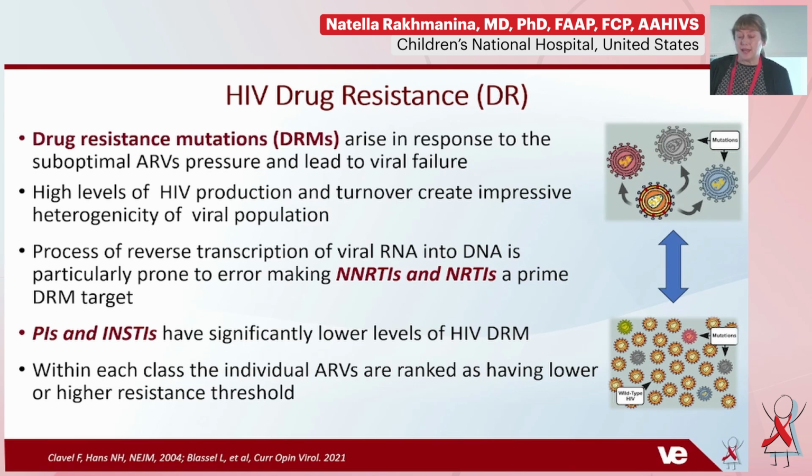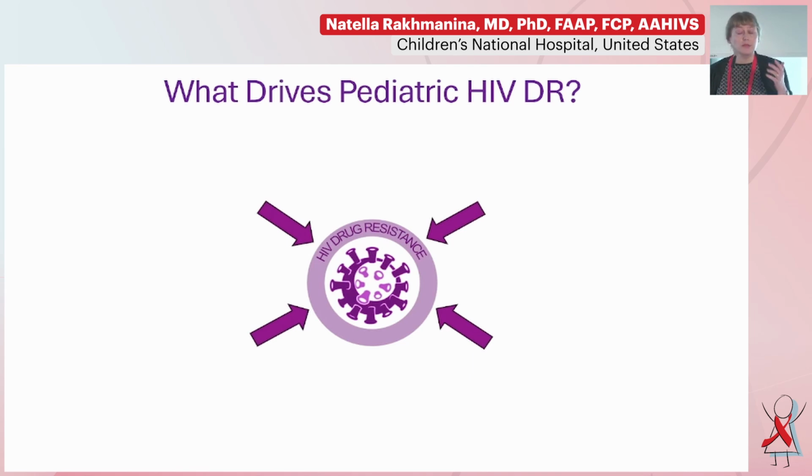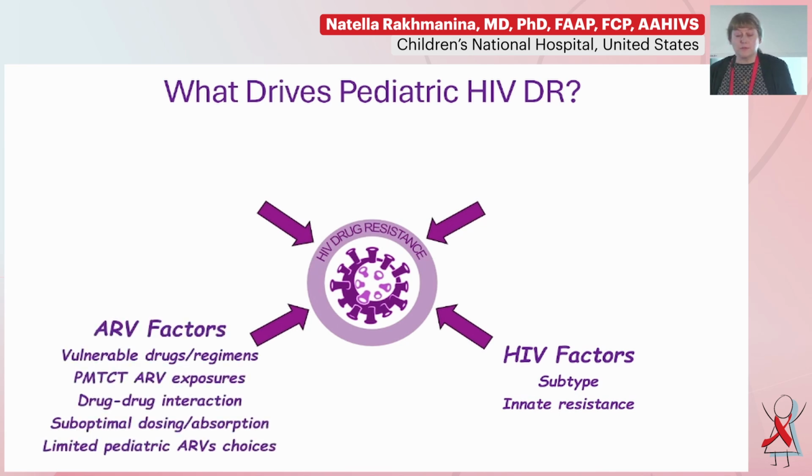PIs and INSTIs have significantly lower rates of HIV drug resistance, and within each class of individual ARVs, we rank the drugs according to lower or higher resistance threshold. Well, let's look at what drives pediatric drug resistance. I will start with a smaller contributor, HIV factors: just subtype and innate resistance. But there is a bigger contributor, which is ARV factors. These are vulnerable drugs and regimens, PMTCT ARV exposures, drug-drug interactions, suboptimal dosing and absorption, and limited pediatric ARV choices.